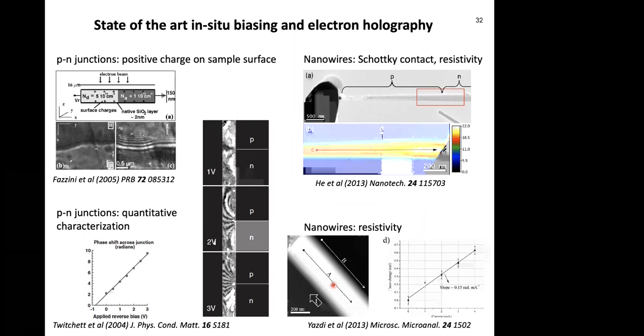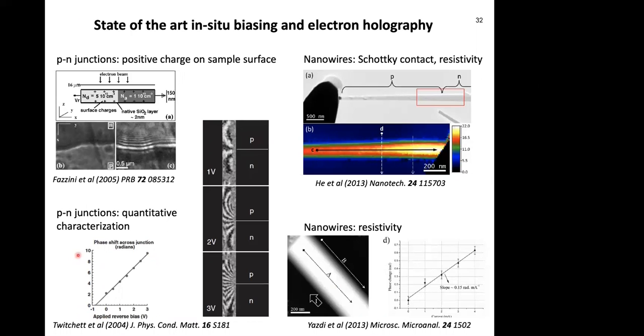So the main objects that have been studied are in bulk specimens, p-n junctions. For example, in this paper by Twitchett, they could see that the potential step is increasing as a function of applied reverse bias. And from this, they can both extract the built-in potential at the junction and also the electrically active thickness. In nanowires, there are not so many papers.